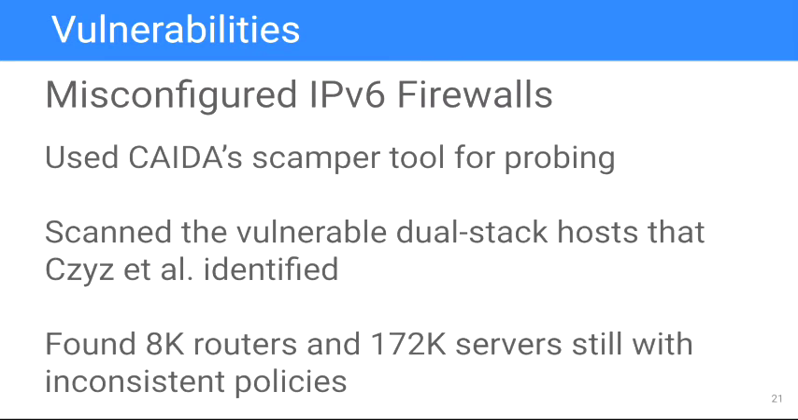So to detect these inconsistent firewall policies, we use CAIDA's Scamper tool, which was also developed or expanded on in the NDSS study, and we scanned the vulnerable dual stack hosts that were identified first in that NDSS paper. We found 8,000 routers and 172,000 servers that still had inconsistent firewall policies.